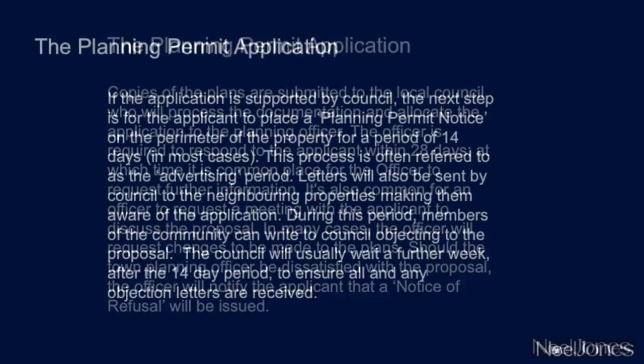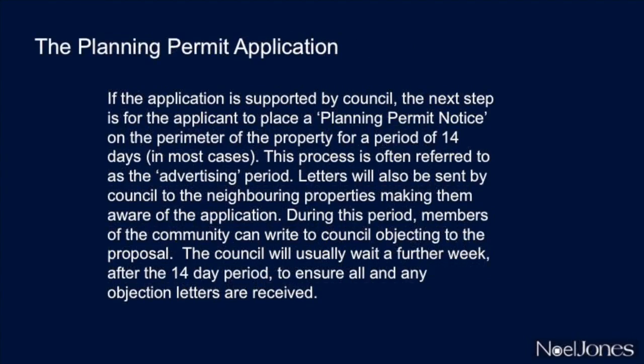Should the town planning officer be dissatisfied with the proposal, the officer will notify the applicant that a notice of refusal will be issued. If the application is supported by council, the next step is for the applicant to place a planning permit notice on the perimeter of the property for a period of 14 days, in most cases. This process is often referred to as the advertising period. Letters will also be sent by council to the neighbouring properties, making them aware of the application. During this period, members of the community can write to council objecting to the proposal.